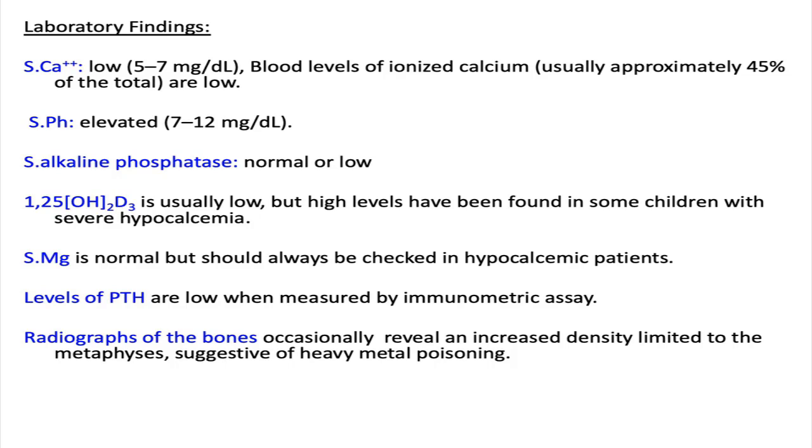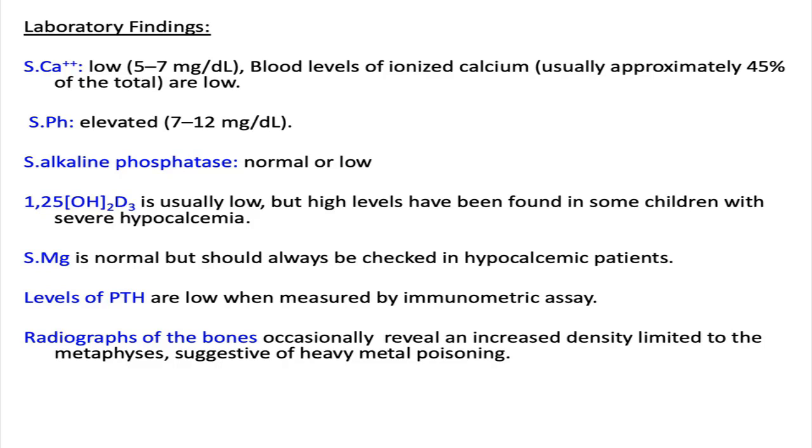Estimation of the vitamin D level: it is usually low, but high levels have been found in some children with severe hypocalcemia as a compensatory mechanism. Serum magnesium is normal, and it should always be checked in hypocalcemic patients, especially when they are not responding to calcium infusion. Levels of parathyroid hormone are low when measured by the immunometric assay.